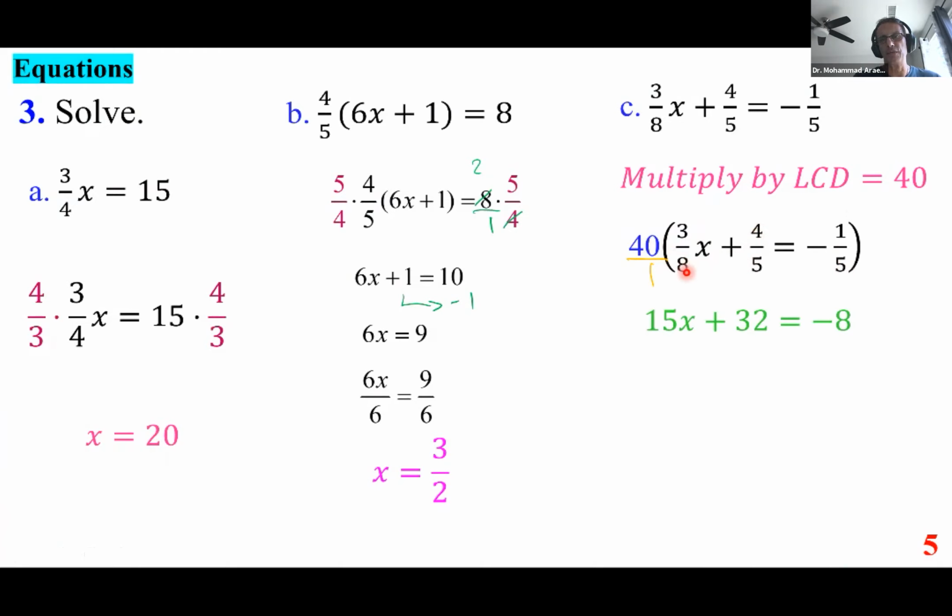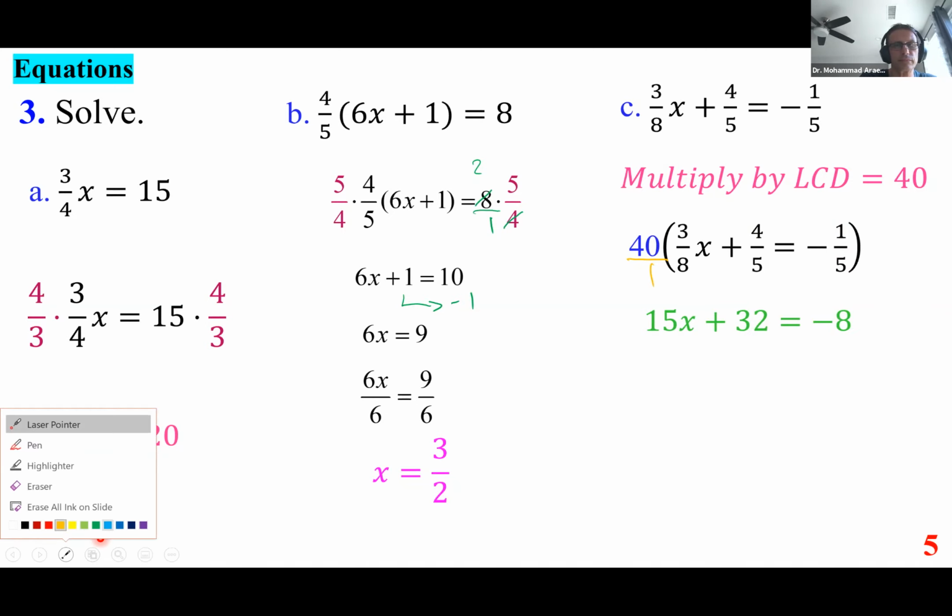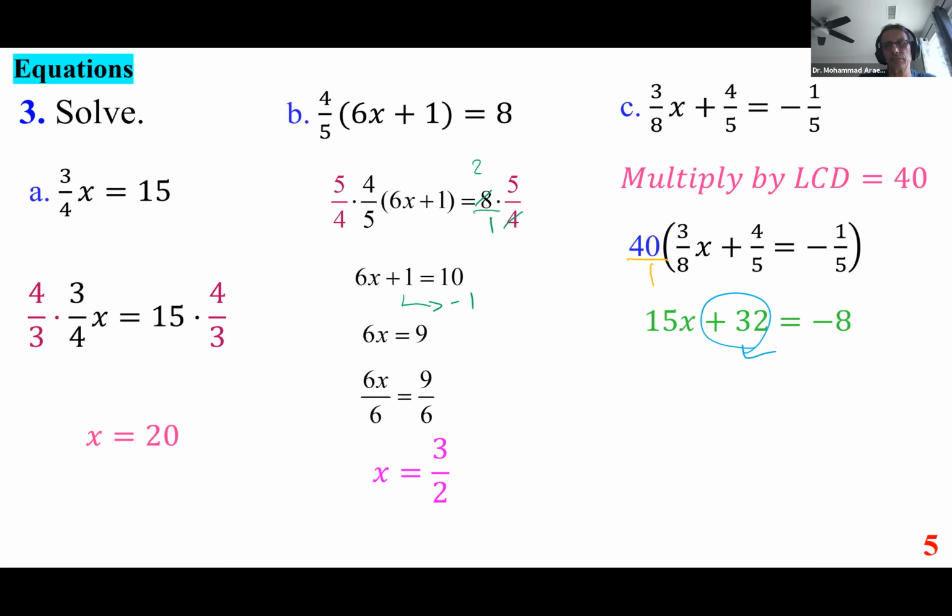So we get 15x plus 32 equals -8. 32 moves to the other side, becomes -32. So we have -40. Therefore, x becomes -40 divided by 15. And as you know, there's a common factor of 5, and we must reduce that.